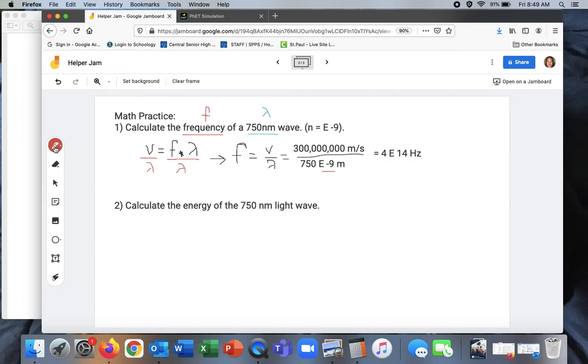So the formula for that is E equals H times F. So H happens to be a constant. It's called Planck's constant because that's the person who did a lot of work on it. And then we're going to multiply it by frequency, which we are going to get from our previous problems. We're going to look back on the above problem. That's our F, so we're going to need that number. We are not going to use the 750 nanometers because that's wavelength. That's not frequency. We don't want that.